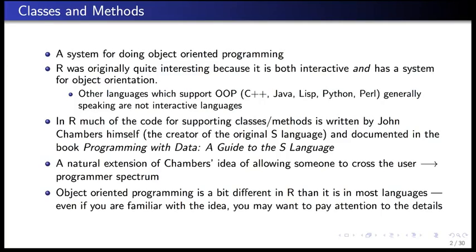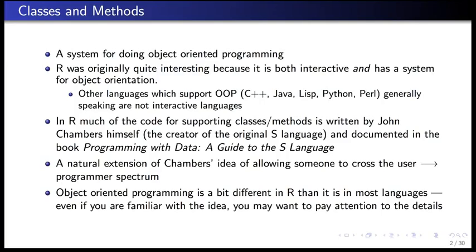So many other languages obviously support object-oriented programming, languages like C++, Java, Lisp, Python, and Perl. But generally speaking, these are not what one might consider interactive languages. They're generally thought of as being languages where you write programs and you either run them through an interpreter or run them through a compiler to create an executable. R is both an interactive language, so you type things at the command line and things happen right away, but it can also be used to write programs. The object-oriented system can be used to create new types of data types.